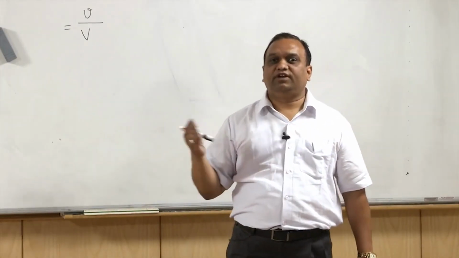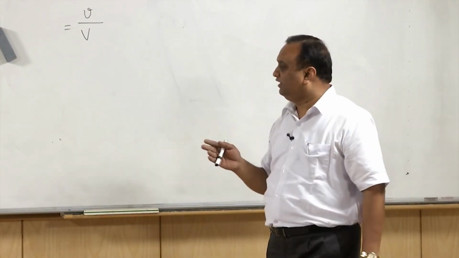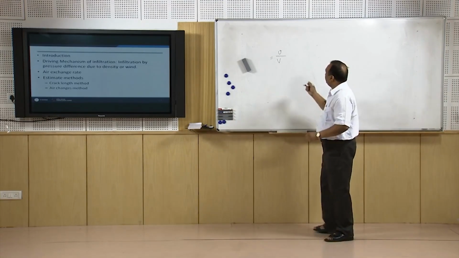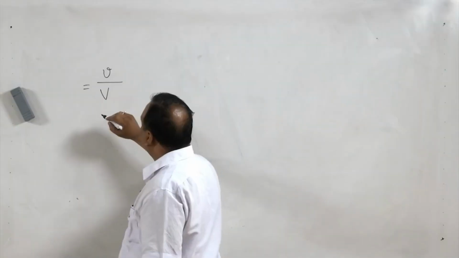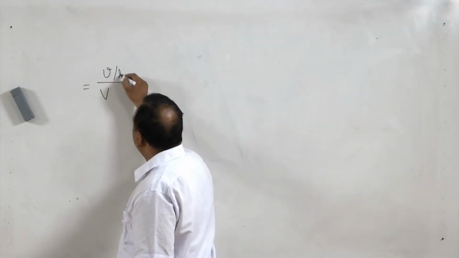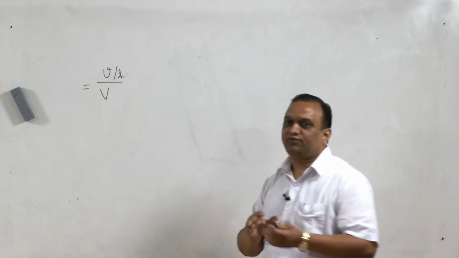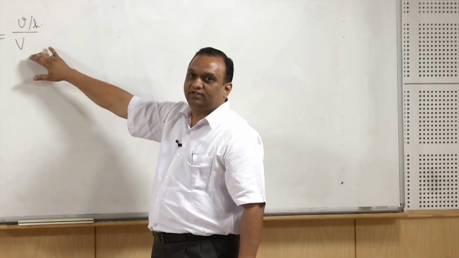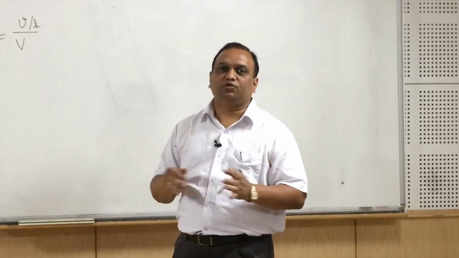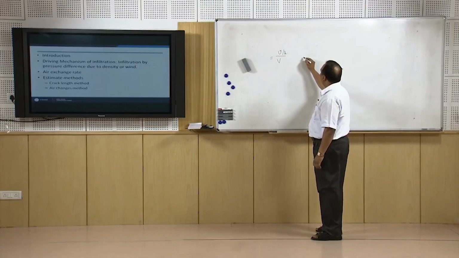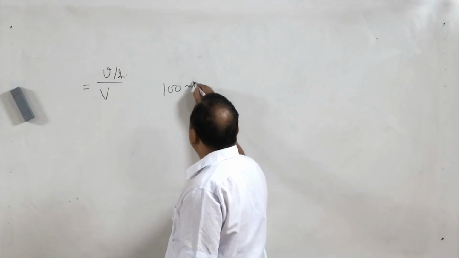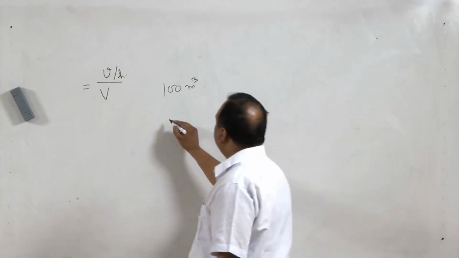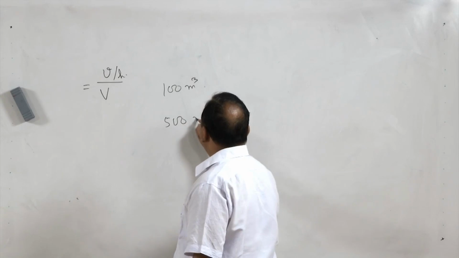If I say air change rate is 1, it means in 1 hour time, volumetric flow per hour equals the volume. So the volume of the flow of air in the room per hour divided by the volume of the room. Suppose the volume of the building is 100 meter cube, and the air flow in the building is 500 meter cube per hour.